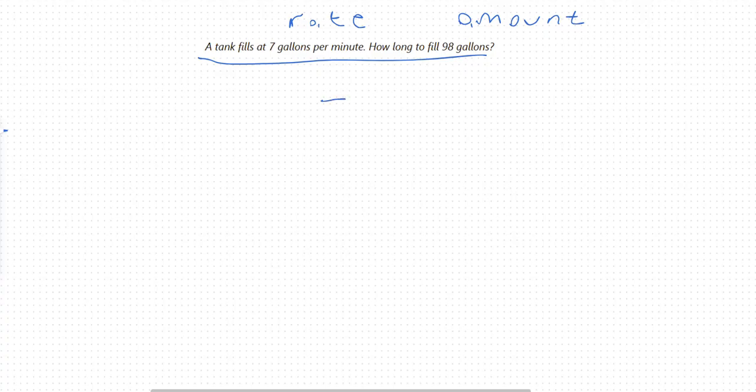So we know in this equation we're going to need an equal sign, and we know 98. We could say gallons, but I'm going to leave that out. We know 98 on this side, and we know a tank fills at 7 gallons per minute. Per minute. So we're going to write it as per T. So 7 gallons per minute, or T. T is going to represent minutes. So 7T equals 98.